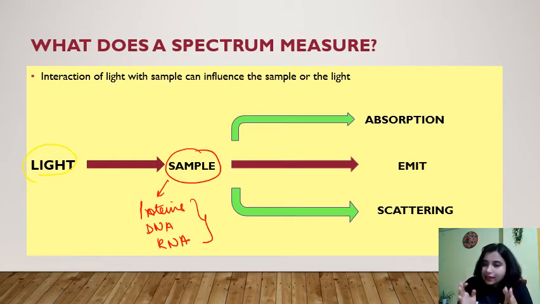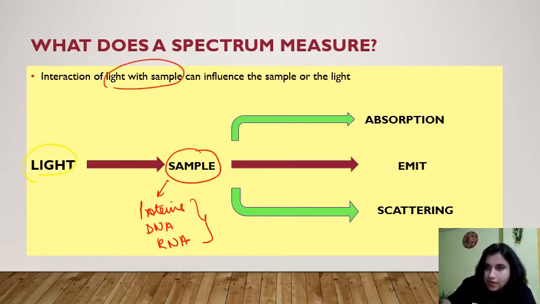So when the light interacts with the sample, there occur some changes in both the sample as well as in the light. These changes we call the interaction of light with sample. The study of the interaction of light with sample, we call it what? Spectroscopy.